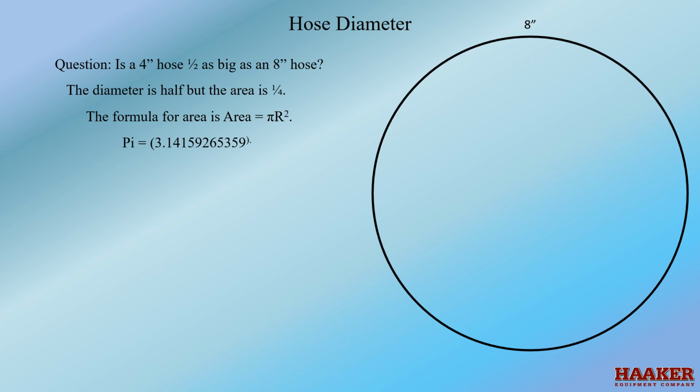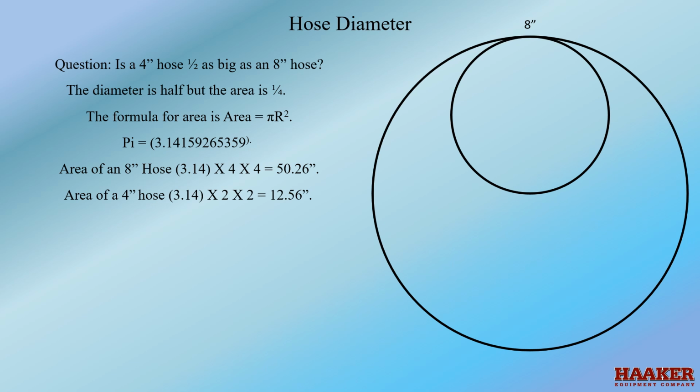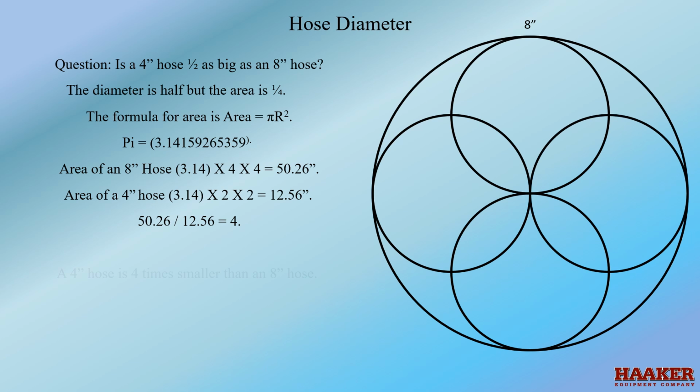Pi equals 3.14. Area of an 8-inch hose: 3.14 times 4 times 4 equals 50.26 inches. Area of a 4-inch hose: 3.14 times 2 times 2 equals 12.56 inches. 50.26 inches divided by 12.56 inches equals 4. A 4-inch hose is 4 times smaller than an 8-inch hose.